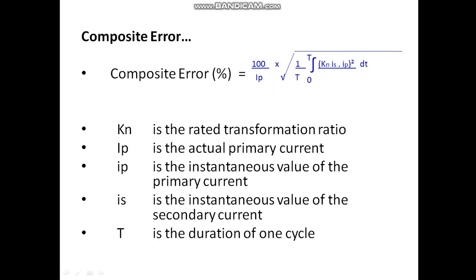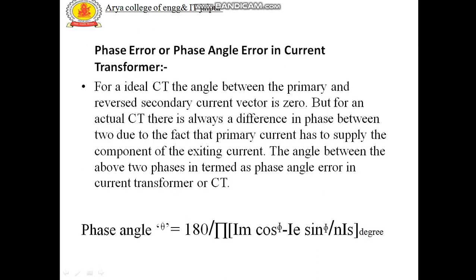Similarly the composite error. Composite error percentage will be 100 upon IP multiplied with the root of 1 upon T integrated from 0 to T of (Kn IS minus IP) whole square dt, where Kn is the rated transformation ratio, IP is the actual primary current, IP is the instantaneous value of primary current, IS the secondary current, and T is the duration of one cycle. Phase error or phase angle ratio.